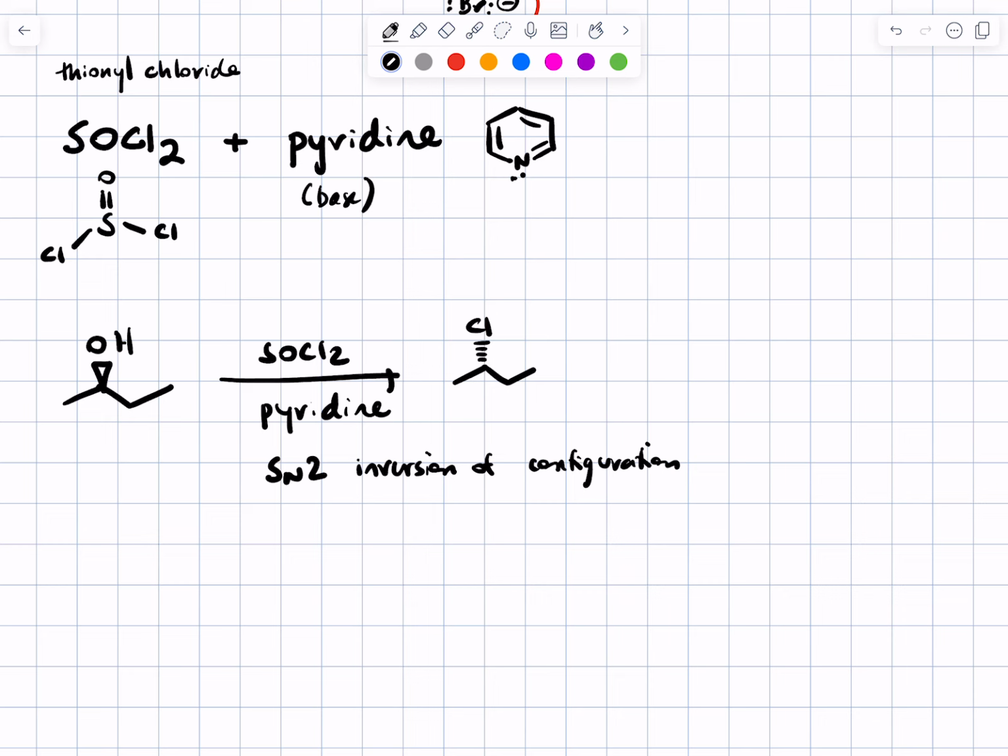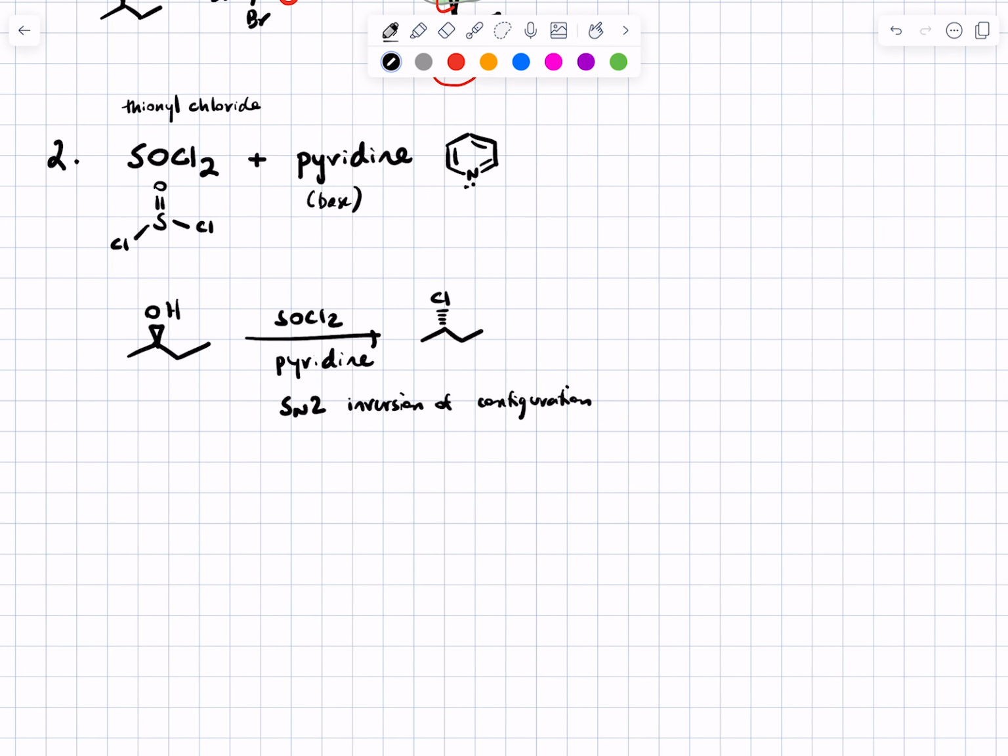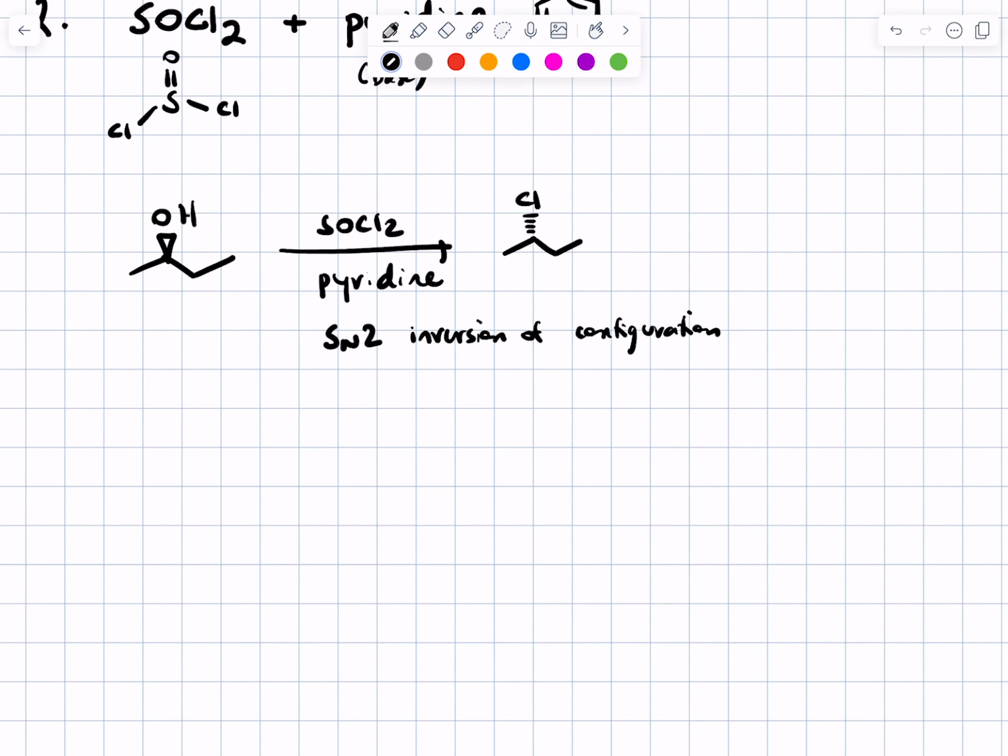I will show you this mechanism, but again, I will tell you that I'm not going to hold you responsible for it. We'll try to talk through a couple of the nuances, but some of the details you may just need to memorize. So let's see. As with the PBr3 reagent, the first step is that the oxygen is going to attack the sulfur. The sulfur has chloride leaving groups on it, so that sounds pretty reasonable. And the sulfur-oxygen bond is actually pretty strong.